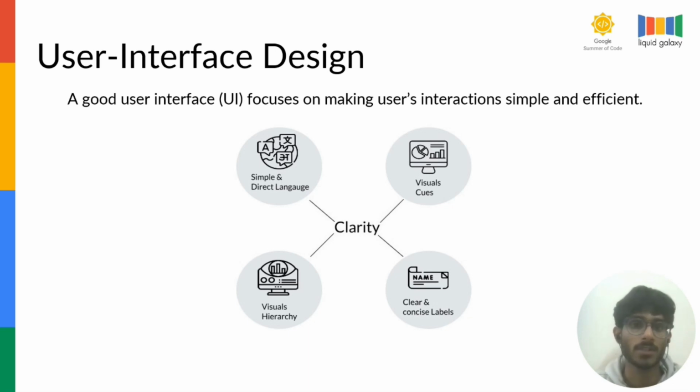Let's explore the four key elements that contribute to clarity in design: simple and direct language, visual cues, visual hierarchy, and clear and consistent labels. In total there are four. We should focus on these things.